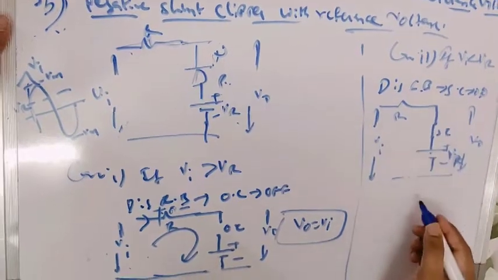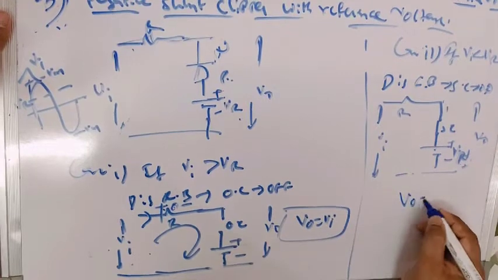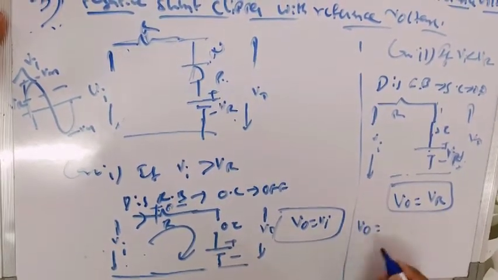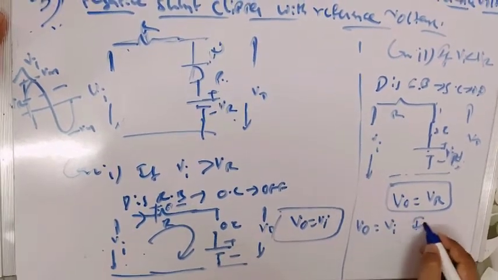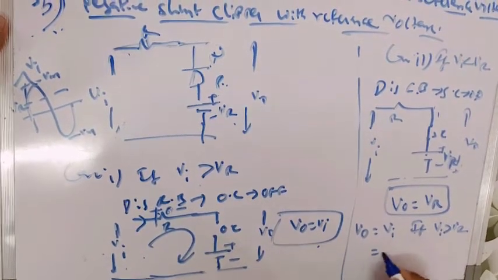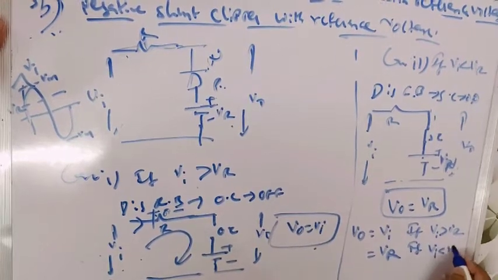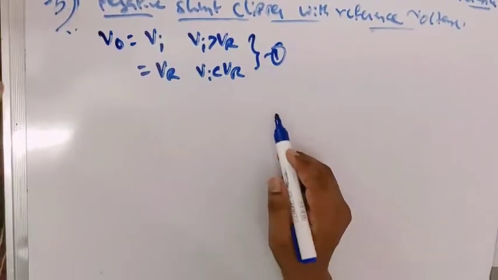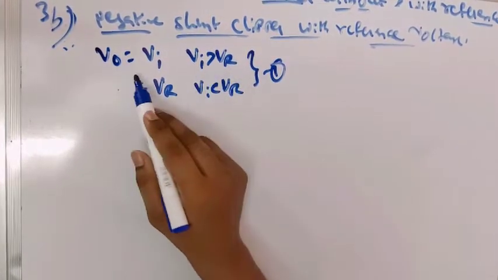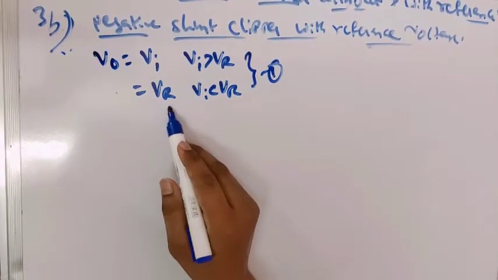The current starts flowing, but across these terminals the voltage is VR. Therefore V0 will be restricted to VR here. Now the mathematical representation of the output is V0 equal to Vi if Vi greater than VR. For this case the output voltage is equal to the input voltage, and it is equal to VR if Vi less than VR. As the response equation shows, if the input voltage is greater than the reference voltage, the output follows the input. When the input voltage is less than the reference voltage, the output voltage will be restricted to VR here.